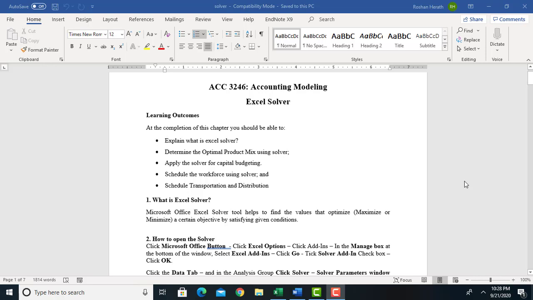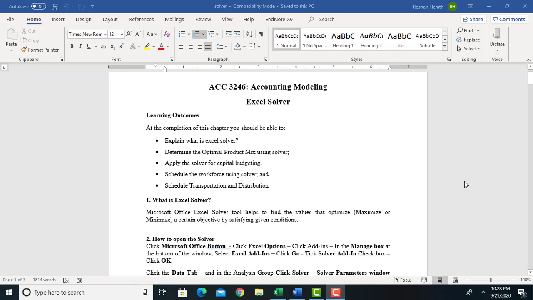In such a situation, you can make use of this solver tool and determine what the product mix should be when the resources are in limited supply in order to maximize the profit. So therefore, in such a situation, this solver may come into play.